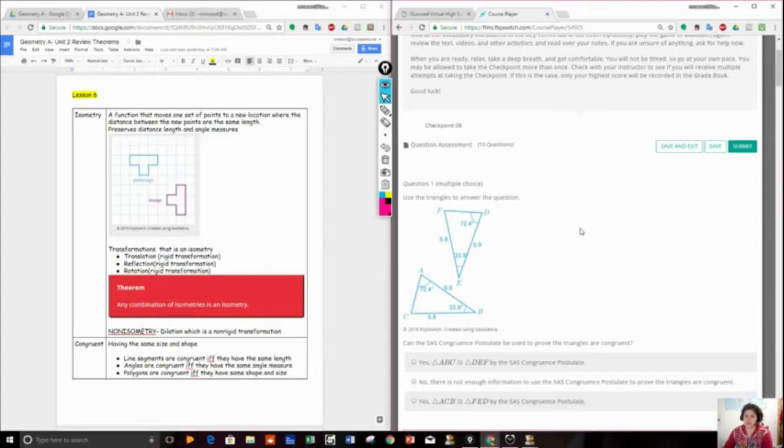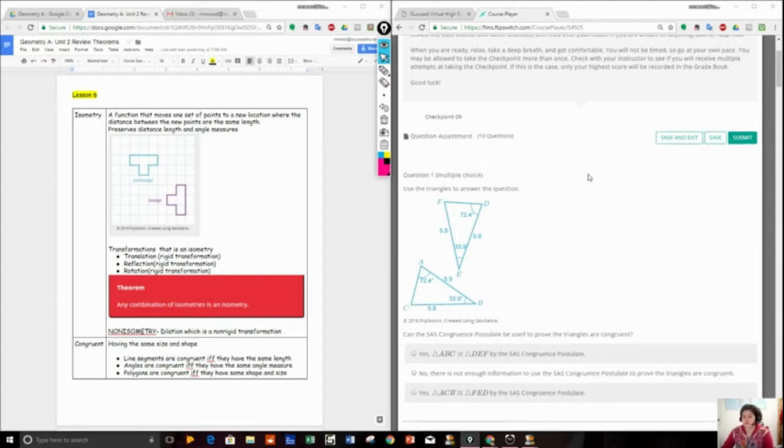Welcome to checkpoint 9. I have my notes up, titled the Unit 2 Review Theorems. I'm going to be modeling how I would use those notes if I were a student to help me answer these questions, so that you have an idea and a demonstration of how they can be used, as well as asking certain questions that you may have. So here we go.